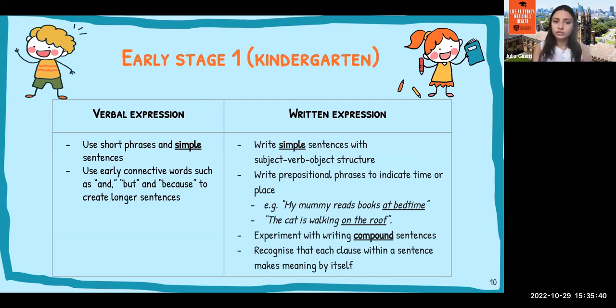In their writing, students should be able to write a simple sentence with correct sentence structure, including subject, verb, object, which is called SVO, to convey an idea. They should use prepositional phrases to indicate a time or place. For example, my mummy reads books at bedtime. Or the cat is walking on the roof. This is called an SVOA sentence, or subject, verb, object, and adverbial phrase. Students should also experiment with writing compound sentences and recognize that each clause within a sentence makes meaning by itself.